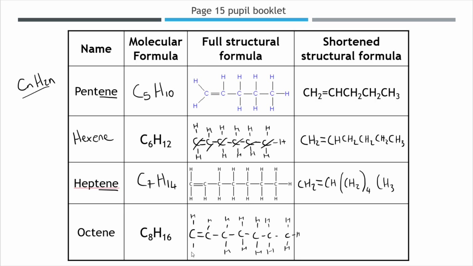And there we go, our full structure for octene. It must have a double bond because it is part of that alkene family. And then I can go ahead and do the shortened structural formula as well, making sure that I am including the carbon to carbon double bond when I'm doing the shortened structural formula.